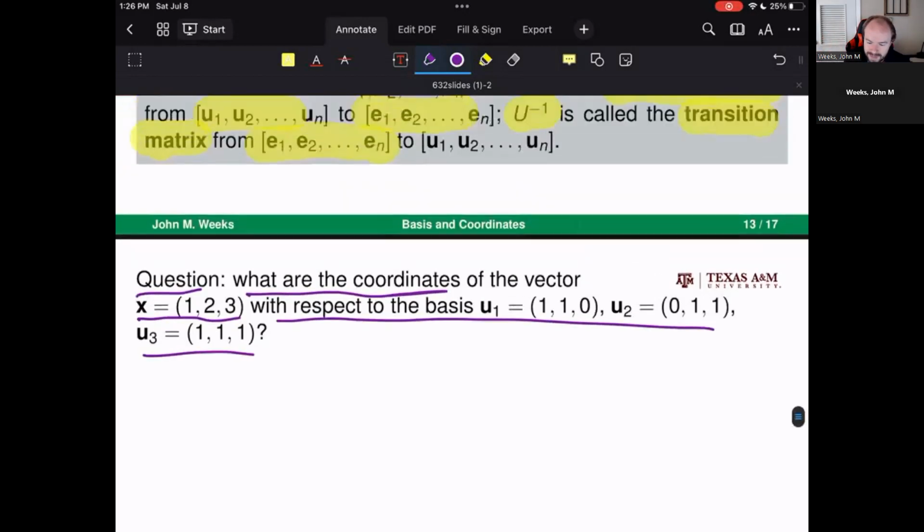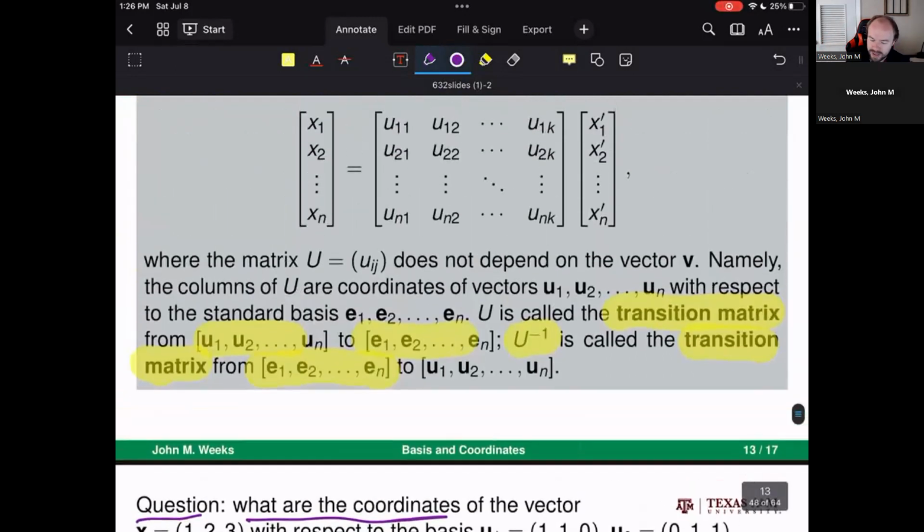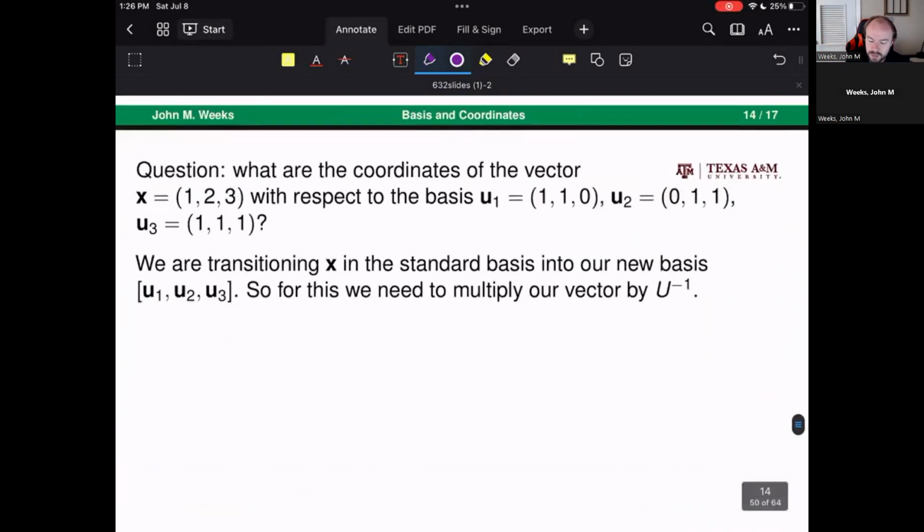I can go back to my previous slide now and say, okay, which transition matrix do I need to go from the old to the new? Well, that should be U inverse. Here is our standard basis, and we want it to go into the basis elements that we have defined. So we need to multiply our vector x by U inverse in order to get this transition to take place.